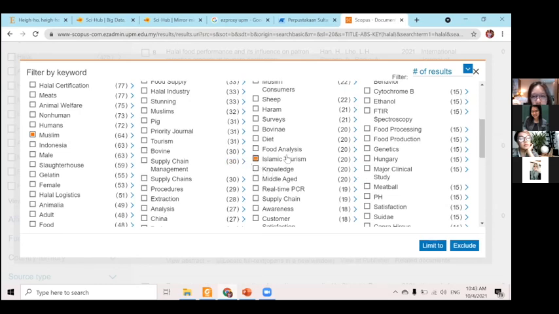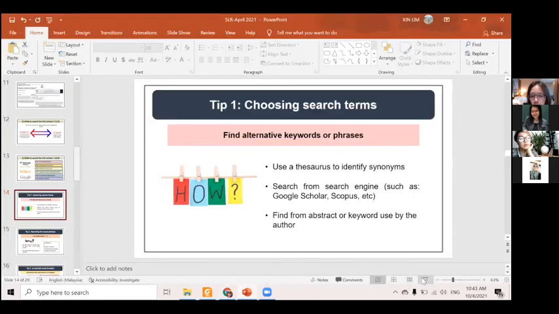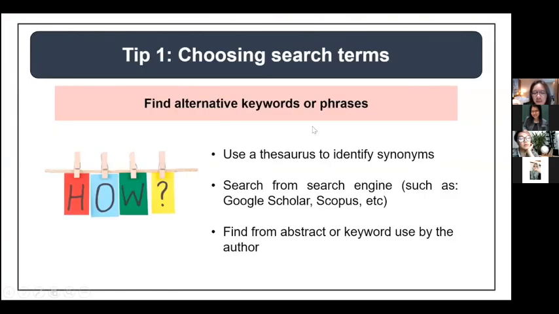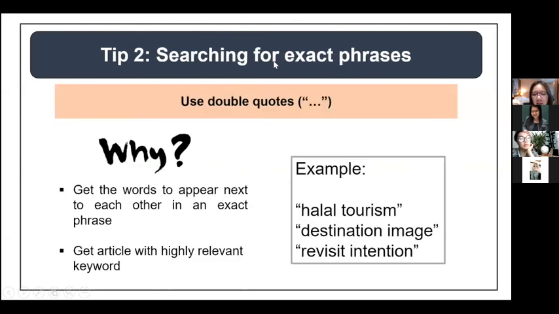Okay, so for halal tourism, I can actually expand it to Muslim tourism and also Islamic tourism. This is what I mean by using the search engine to get more articles. Next one, the second tip is about searching for exact phrases.